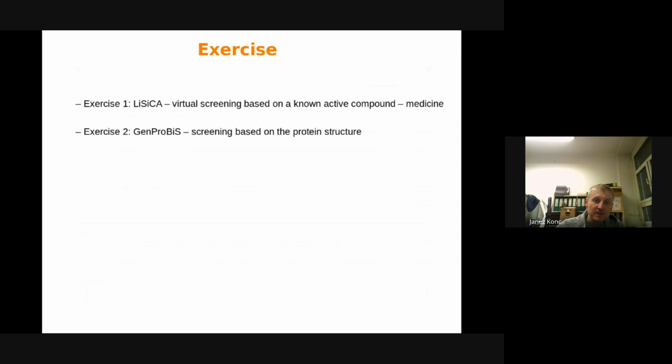Since I didn't give you the installation instructions yet, I'm going to do these exercises myself. You can try exercise one, but you cannot do it because you probably don't have PyMOL installed and you don't have the LiSiCA plugin installed, but it's very easy to do, and I'm going to show you how. In exercise 2, I'm going to use the ProBiS web server to do structure-based virtual screening and find some sequence variants within binding sites.